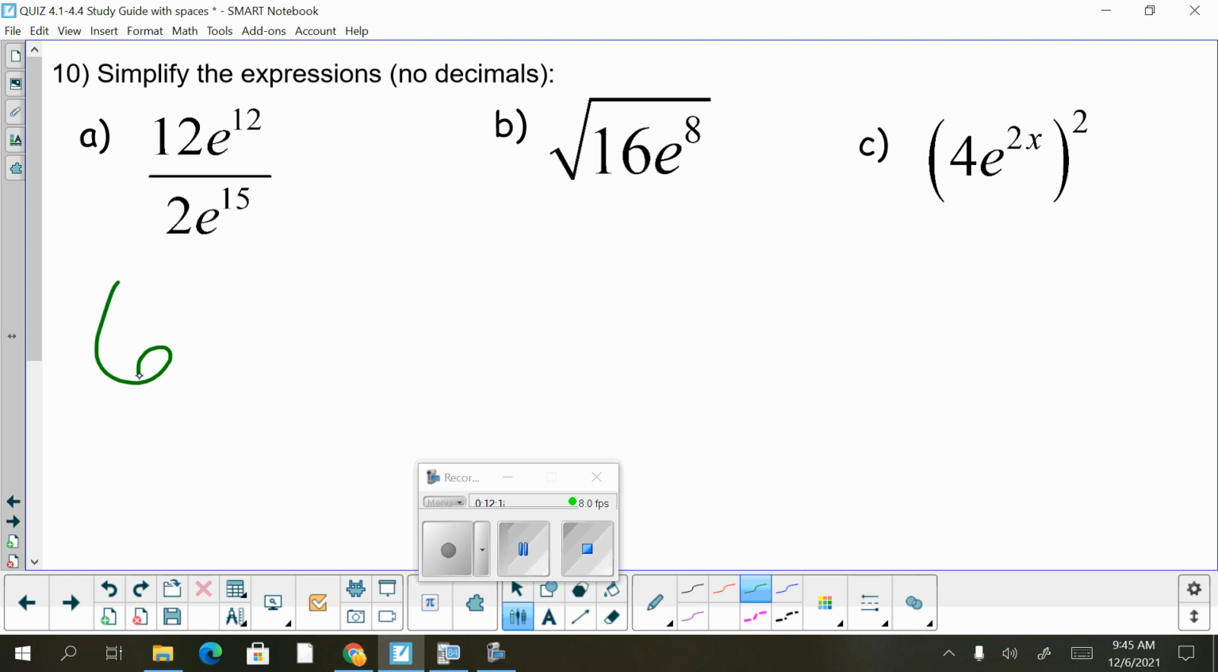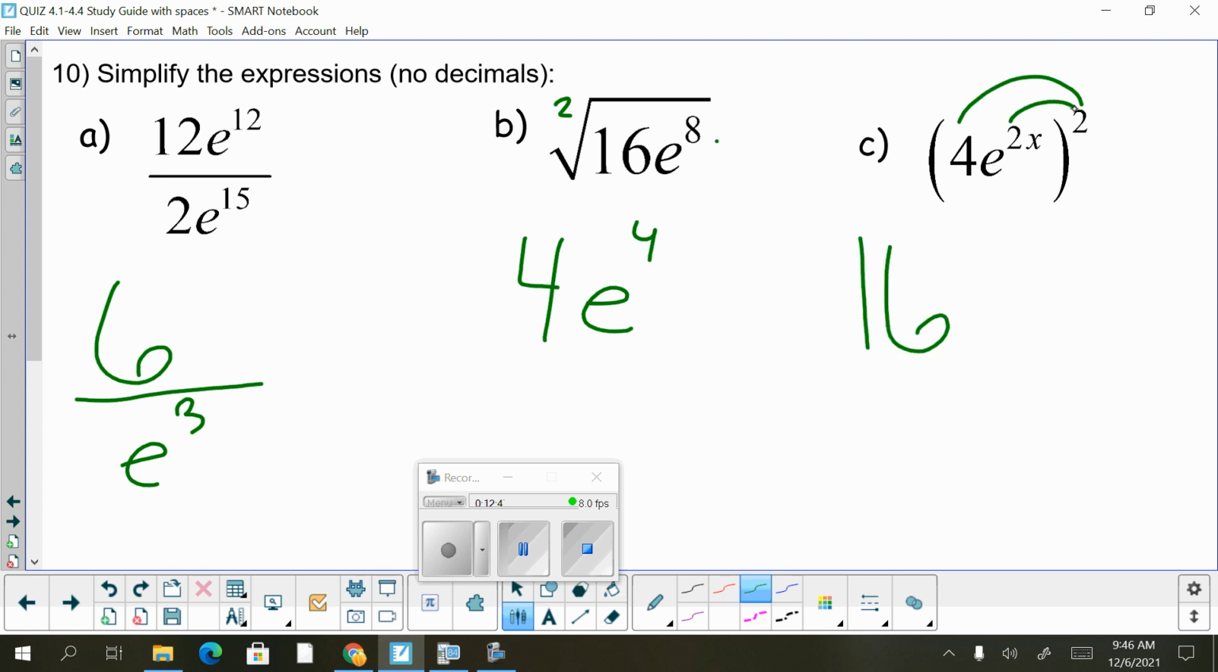There we go. And then for my e's, I have to do bigger minus smaller, put the answer where the bigger was. So 15 minus 12 gives me the 3. I put my answer down below. Now this is a square root problem, so keep in mind there's a little 2 there. The square root of 16 is 4. 8 divided by 2 is 4, so it'd be e to the 4th. Finally, this is going to square my 4 and give me 16, and then those two are going to multiply, so 16 e to the 4x.